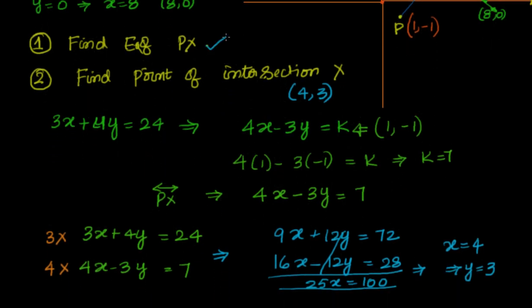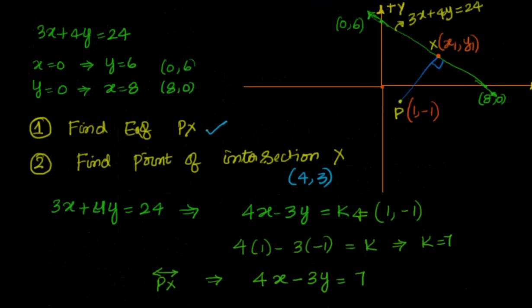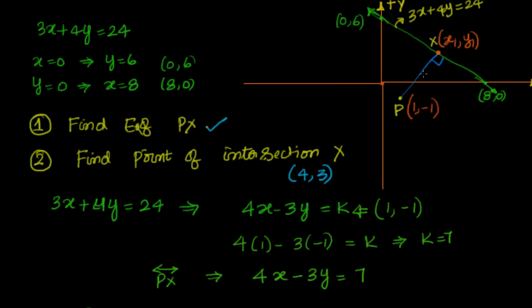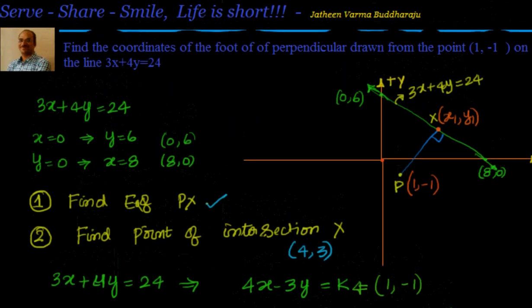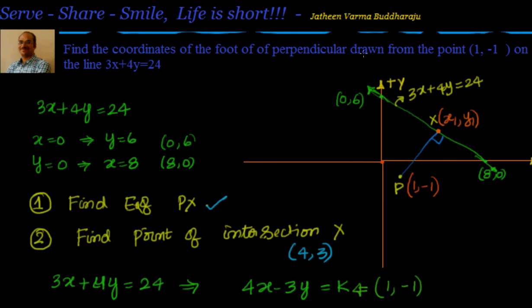Once we got the equation of PX, we found the point of intersection of the two lines. We have taken two line equations, 3x plus 4y equal to 24 and 4x minus 3y equal to 7. We used the elimination method and found the point of intersection. That's nothing but (4, 3), which is the coordinates of the foot of the perpendicular drawn from (1, minus 1) onto the line 3x plus 4y equal to 24. To summarize, first find the equation of the perpendicular. Second, find the point of intersection by the elimination method or cross multiplication.